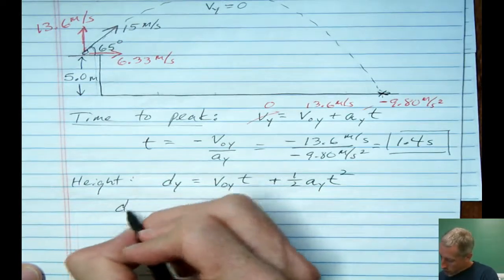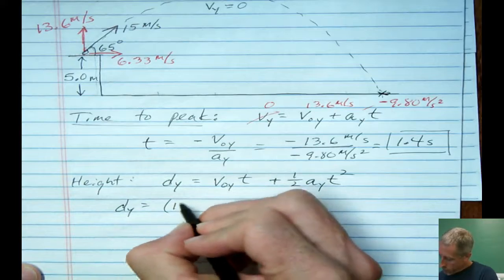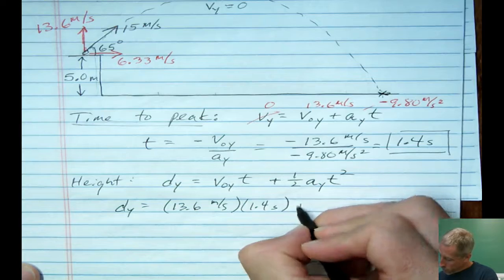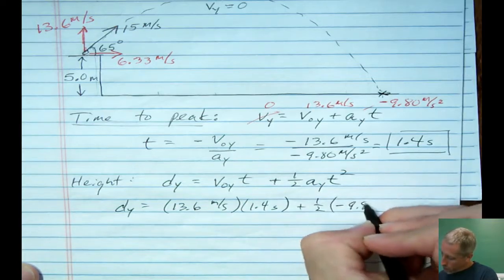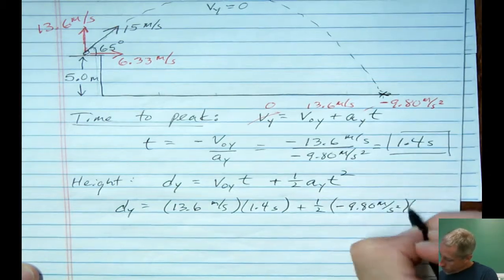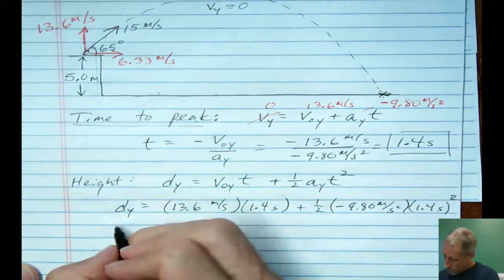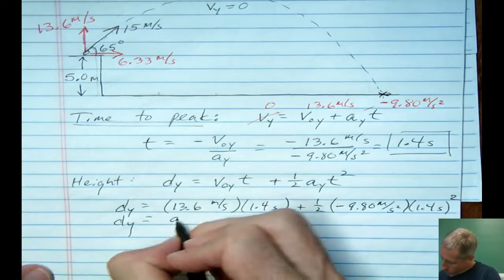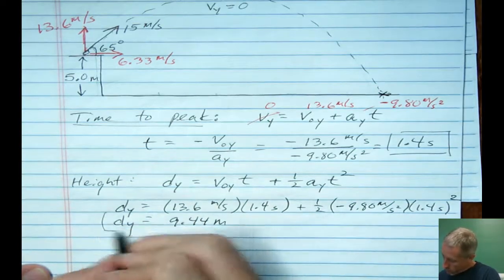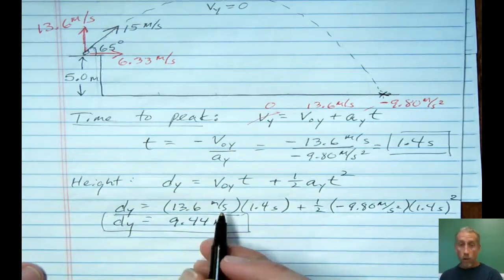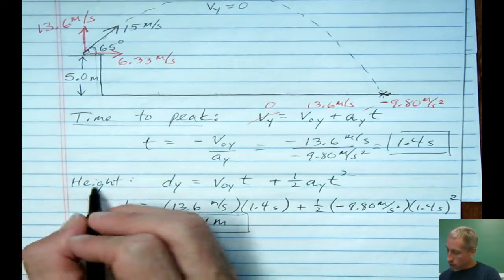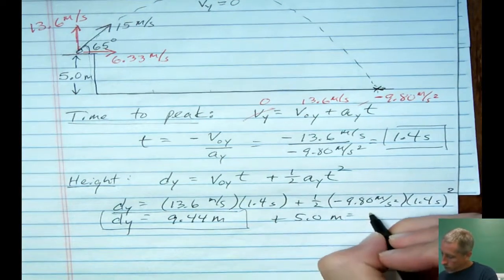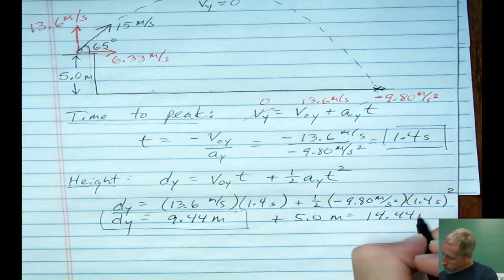So again, I have all the numbers here. So dy, I'll plug in 13.6 meters per second for my initial velocity, time of 1.4 seconds, plus 1/2. Again, watch out. I got to use a negative on my acceleration in the same amount of time here. And I've calculated this previously, 9.44 meters. Now that's a bunch above the launch level. I guess I need to be specific. If I add 5 meters to this, that would be a height above the ground of 14.44 meters.